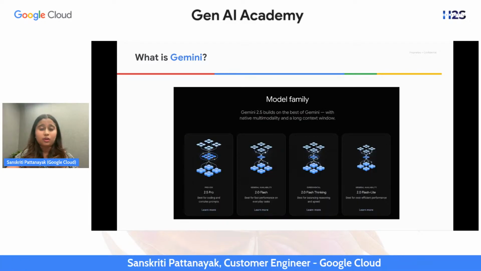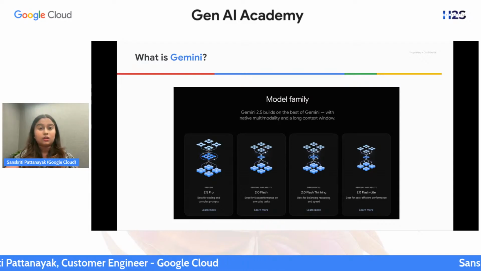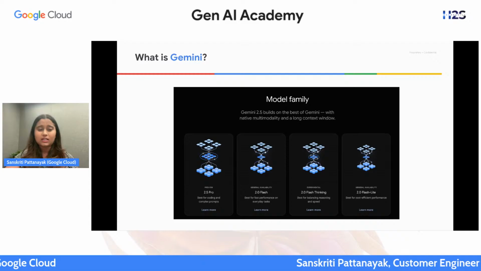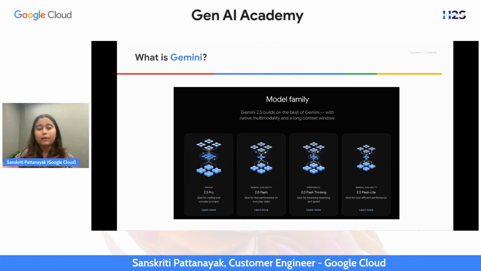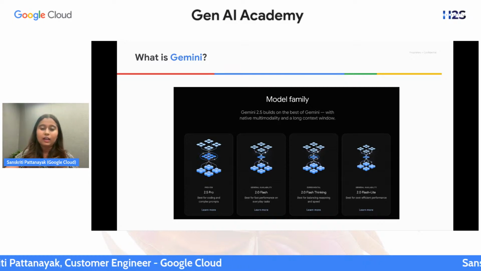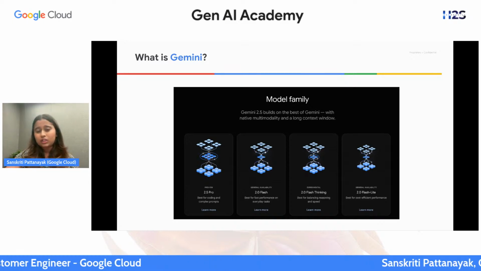Now, in terms of our model families, the latest one is 2.5 Pro. It's also topping charts in coding and complex use cases in LM Arena. And other than that, in the latest models, we have 2.0 Flash, 2.0 Thinking, and 2.0 Flashlight. Just a few things to note here.